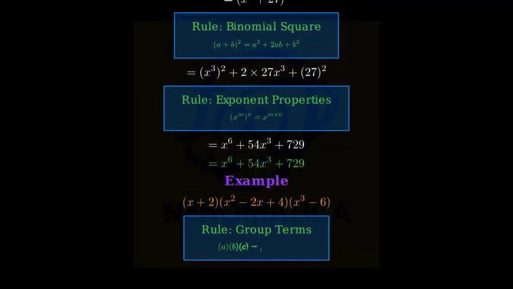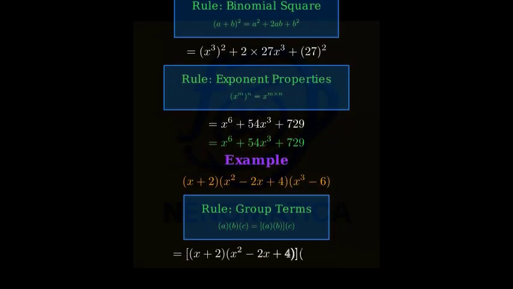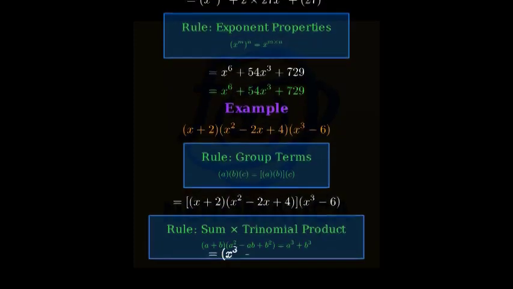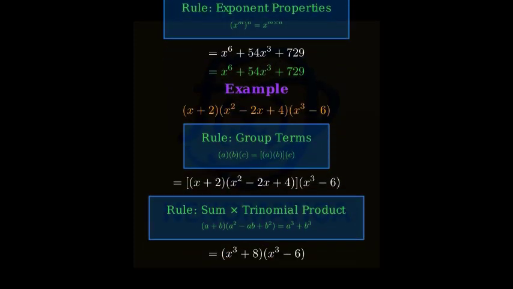Let's focus on the first two terms. Like before, we'll use the special formula for multiplying binomials with a common term. a plus b times a squared minus ab plus b squared equals a cubed plus b cubed. In our case, a is x and b is 2. Now, we need to multiply these two binomials together.